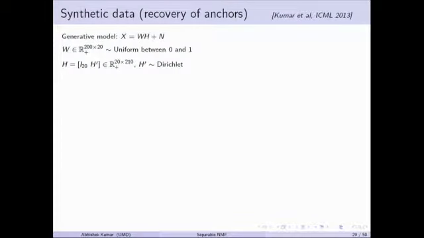So here is an experiment that tests this method on recovery of anchors. The generative model is that we generate X by W times H plus some noise, and W is uniformly generated between 0 and 1. H has a separable structure, so the first 20 columns of H are identity, and the rest of the columns are sampled from a Dirichlet distribution, so they lie on the simplex.